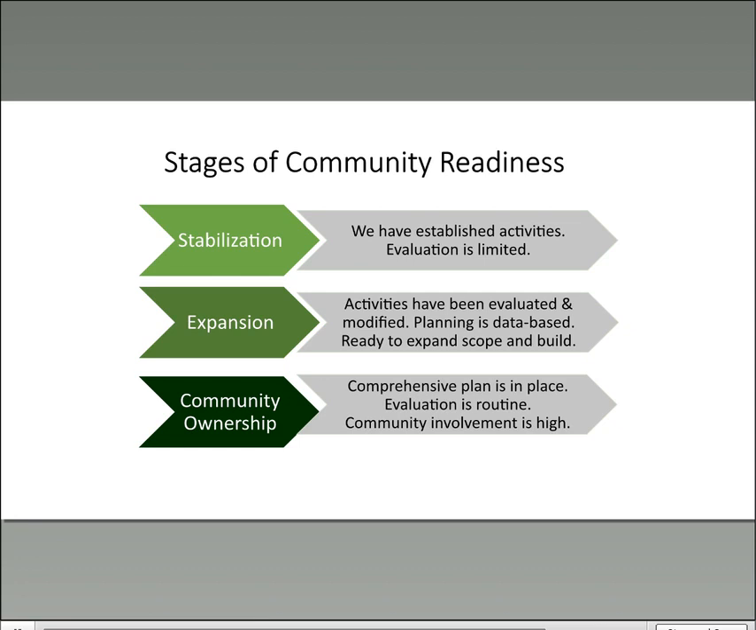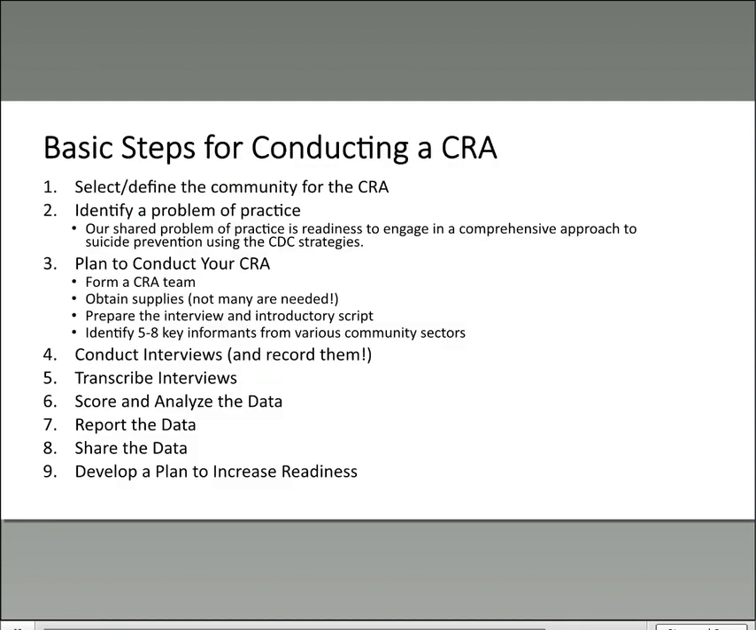Expansion. Activities around the issue have been evaluated and modified. We've got data-based planning, and based on what we found with our evaluation and our data-informed planning, we can expand the scope of what we're doing and build on the tools we have to better address the issue. And really, the highest level of readiness is community ownership. We have a comprehensive plan in place. Evaluation is routine. It's done normally as part of this effort. And we've got a high level of community involvement and a high level of buy-in and a high level of resources and support.